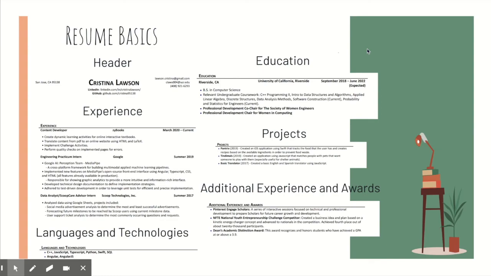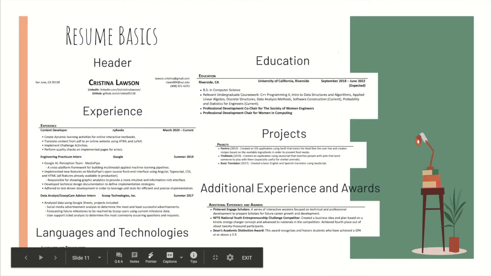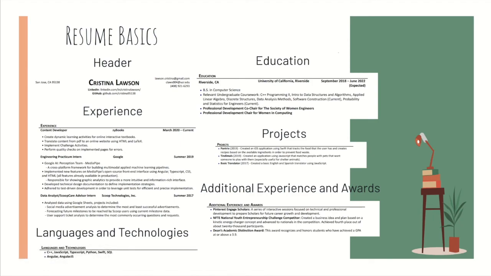So in your education section, you should list out the full name of your university. So for us, University of California, Riverside. Under this, you would also put your expected graduation date, your major, any relevant coursework that you've taken, and then also any club positions that you have within the university.